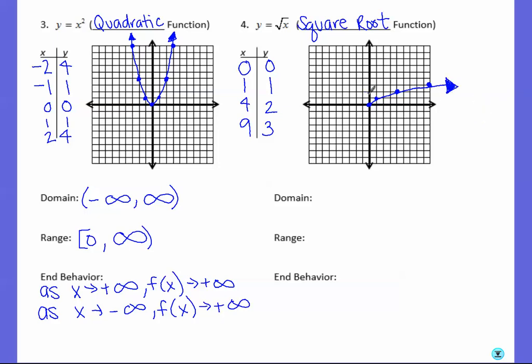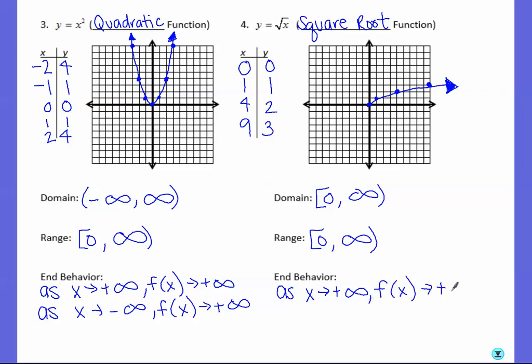So our domain starts at 0 and goes to the right forever. So 0 to infinity. Our range also starts at 0 and then goes up forever. So the range will be 0 to infinity. And square root's special with end behavior. Since we only have one arrow, we're only going to have one part to our end behavior. So as x goes to positive infinity, because our arrow is on the right, f of x goes to positive infinity.